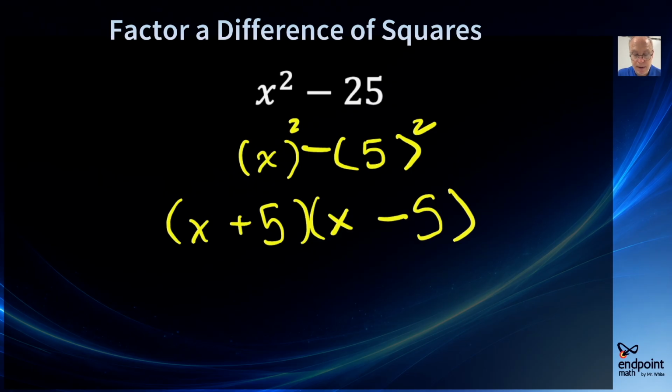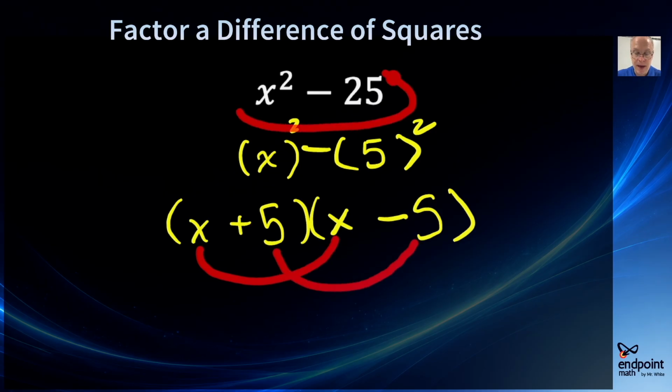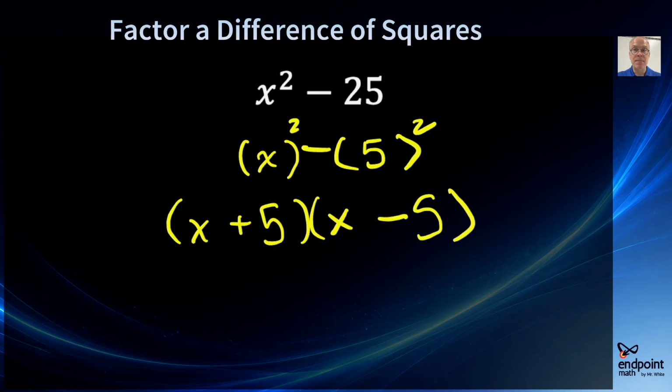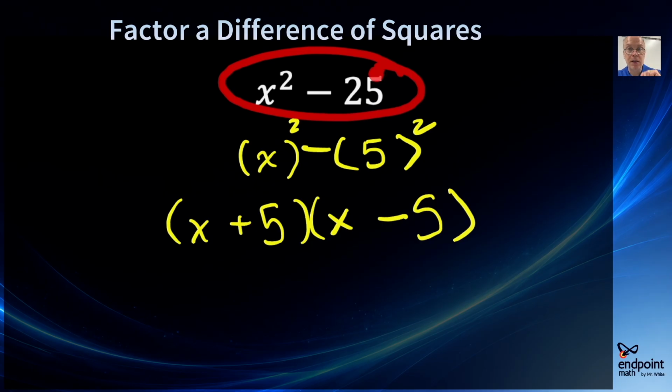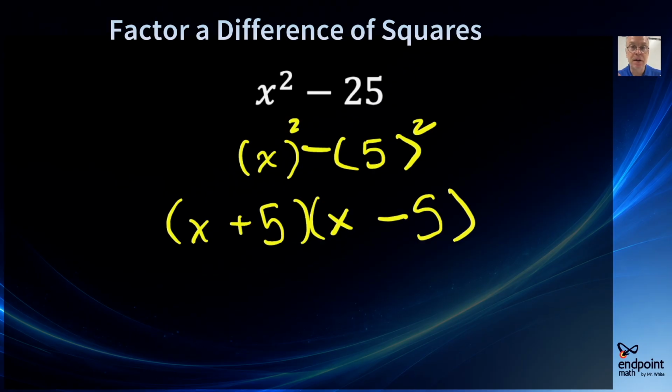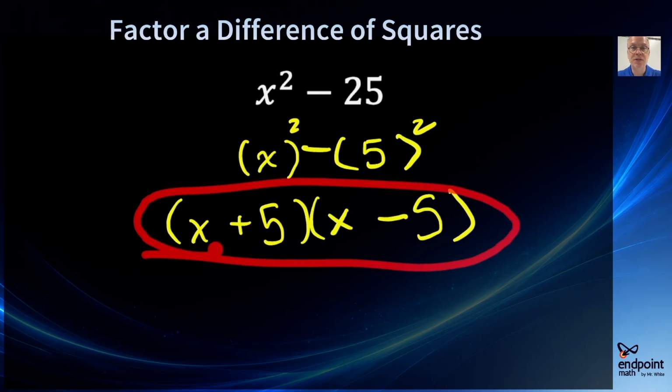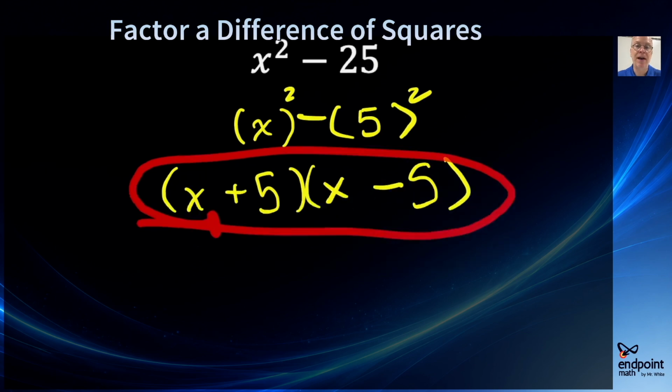Now if you take the time to FOIL this out, you see that 5x and negative 5x, for the O and the I in FOIL, cancel. They add up to 0. So all you're left with is x squared and negative 25. The middle terms cancel. So you need to learn to spot these two-term polynomials. X squared and 25 are called terms, and they're both perfect squares, and they have a minus sign in the middle. That's how you know you have a difference of squares on your hands, and it factors into this simple pattern of x plus 5, x minus 5.